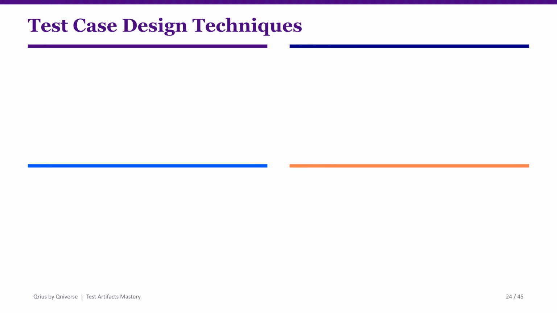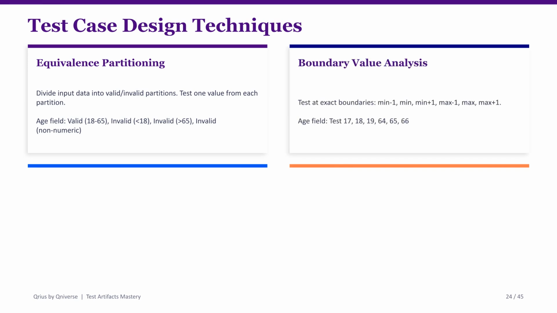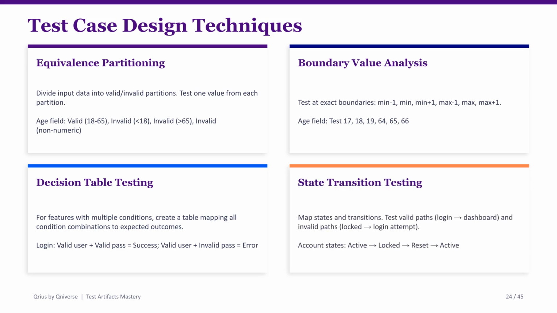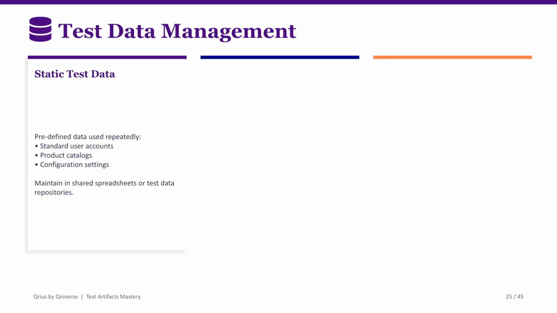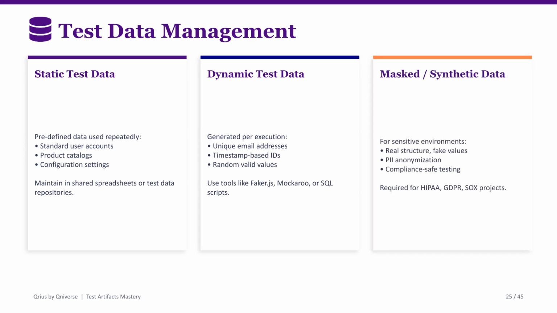Key test case design techniques include equivalence partitioning, where you select one value from each input class, boundary value analysis, which focuses on limits, decision tables for complex multi-condition features, and state transition testing for verifying system workflow states. Effective test data management uses static data, like standard accounts, dynamic data such as unique emails generated on the fly, and masked or synthetic data to handle sensitive information for compliance.